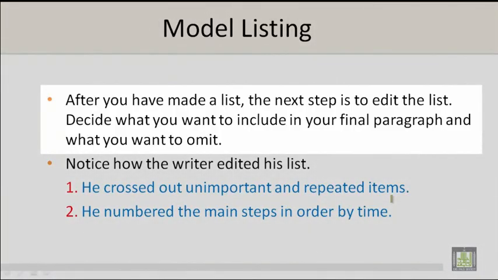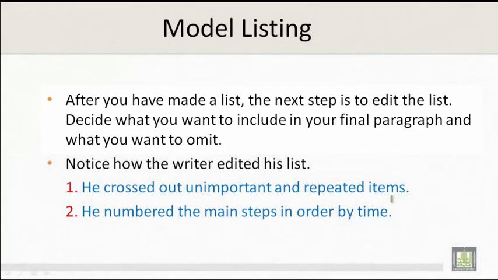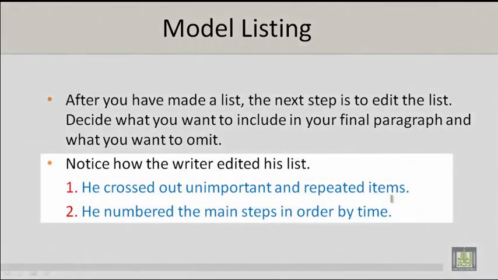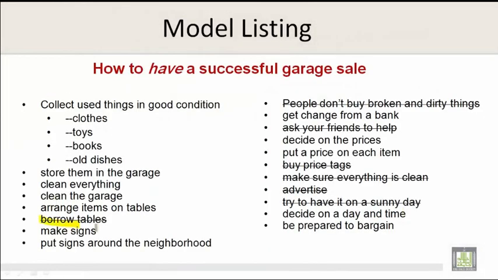After you've made a list, the next step is to edit the list. Decide what you want to include in your final paragraph and what you want to omit, which is not include. Notice how the writer edited his list. 1. He crossed out unimportant and repeated items. And 2. He numbered the main steps in order by time. Let's take a look. Borrow tables. People don't buy broken and dirty things. Ask your friends to help. Buy price tags.